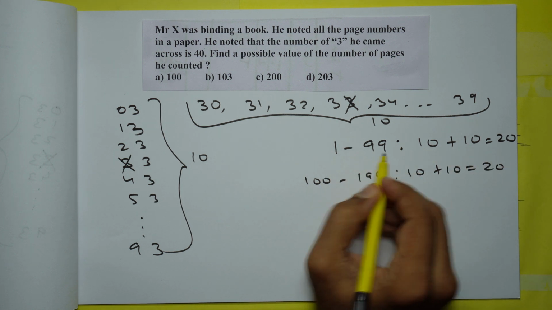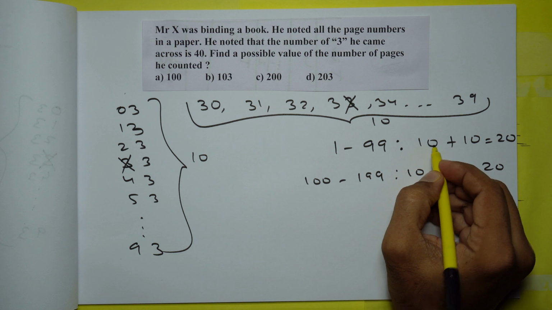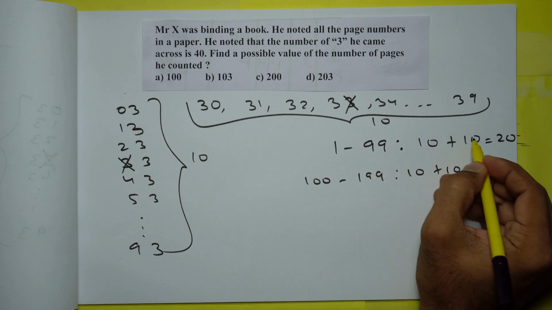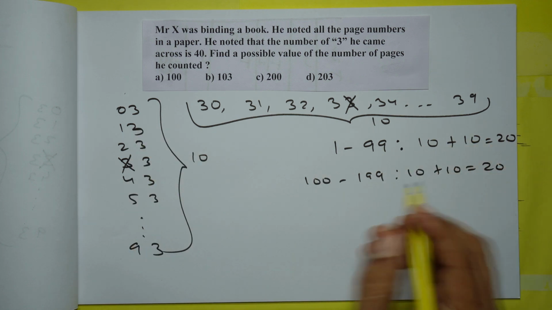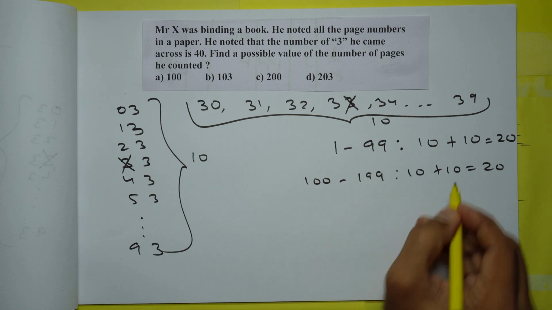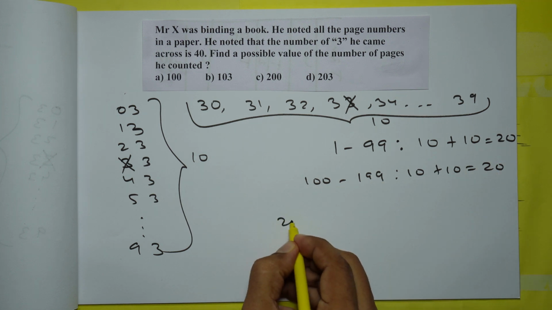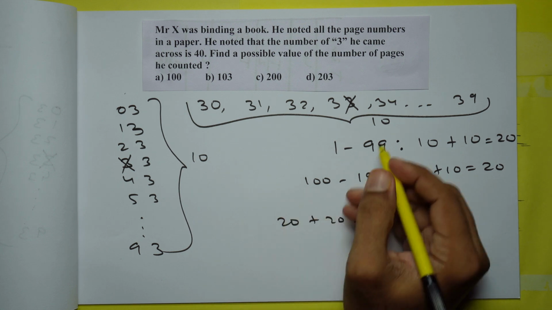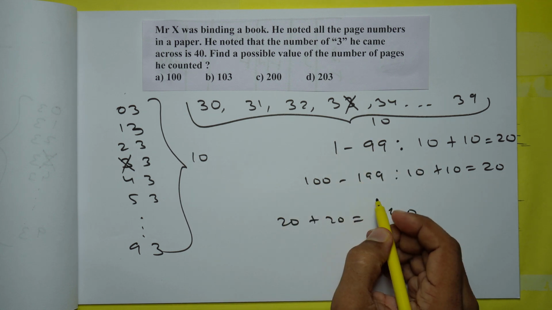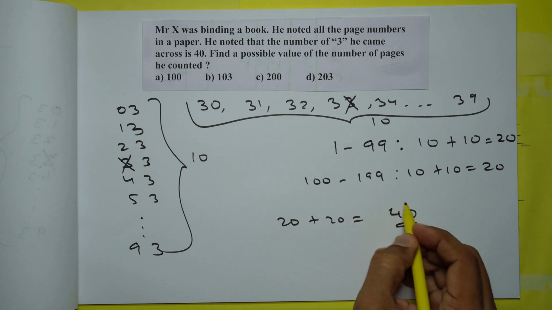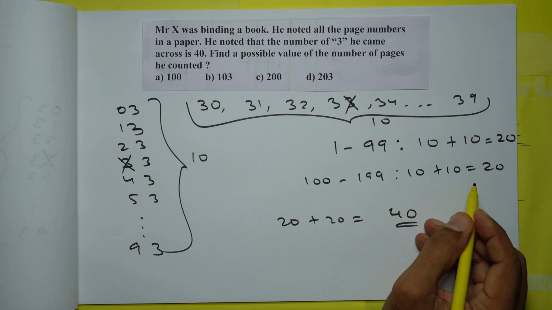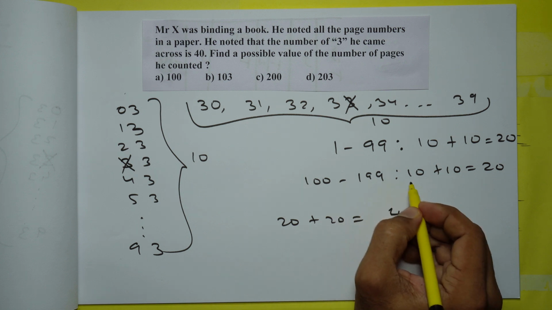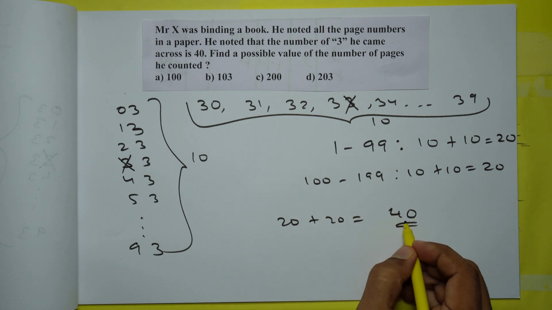So if you consider the pages from 1 to 99, 10 trees in the units place and 10 trees in the 10th place, 10 plus 10, 20. Then again from 100 to 199, another 20. So 20 plus 20, altogether 40 trees will be there in the pages from 1 to 99. And in page number 200, there are no additional trees. So if you consider 200 also, the number of trees will be only 40.